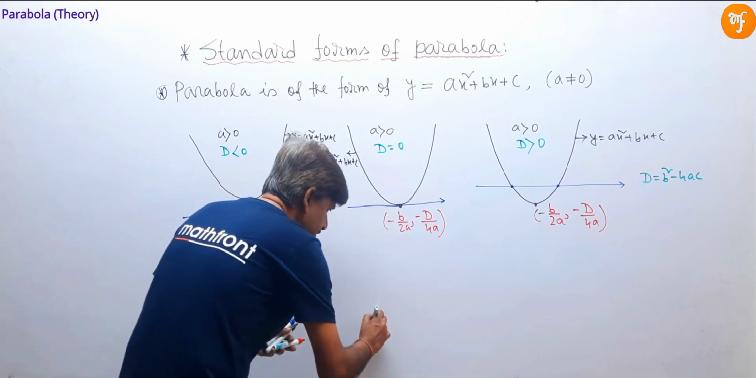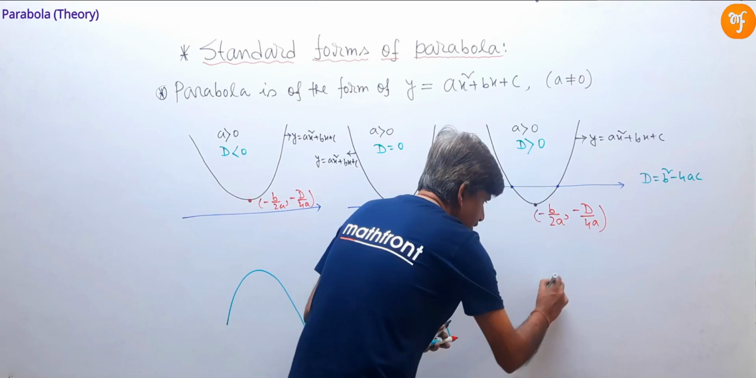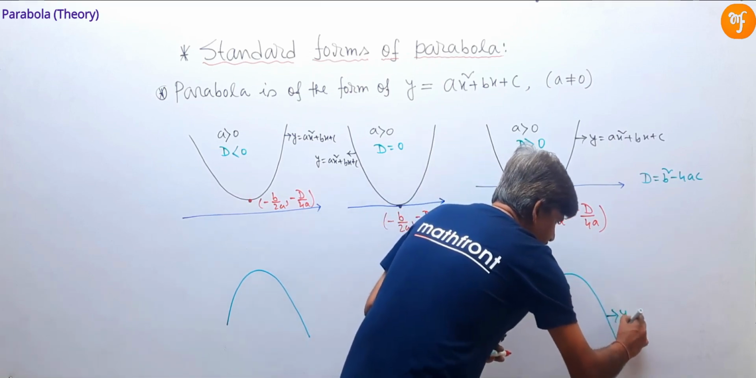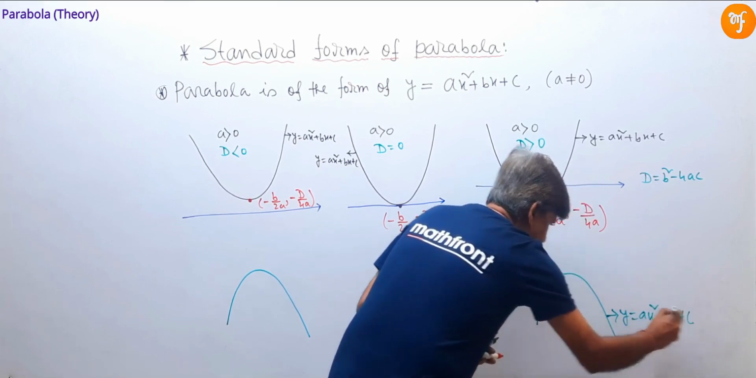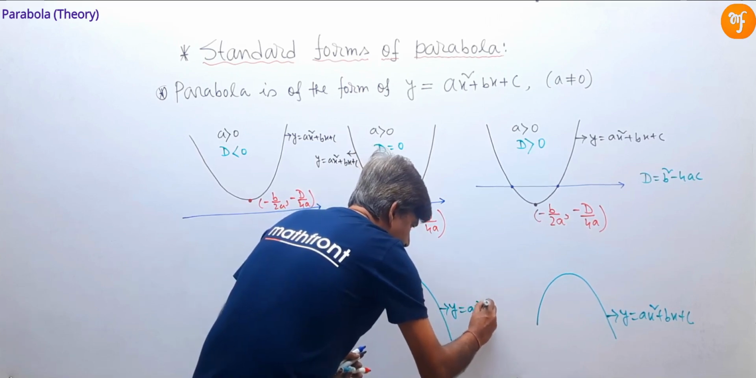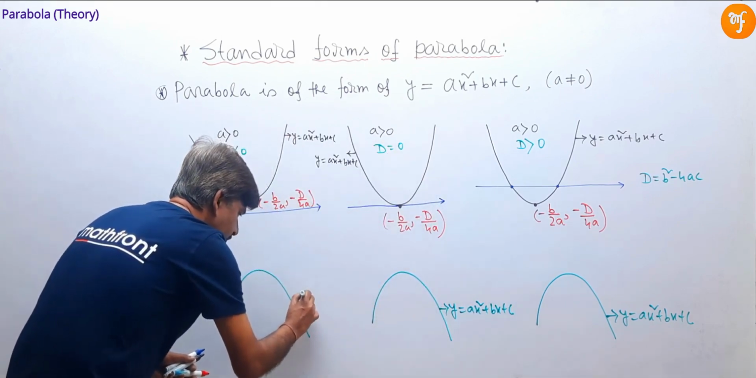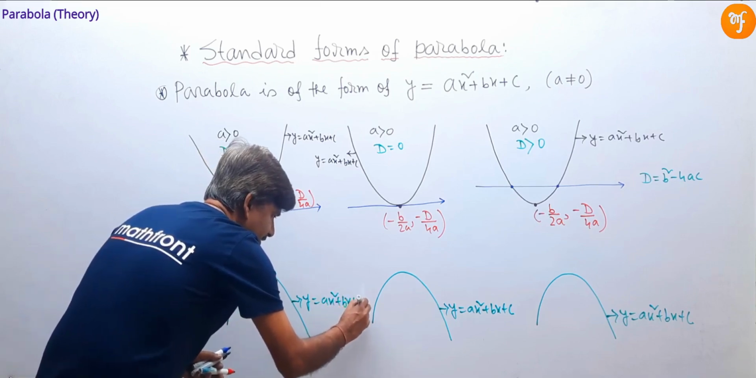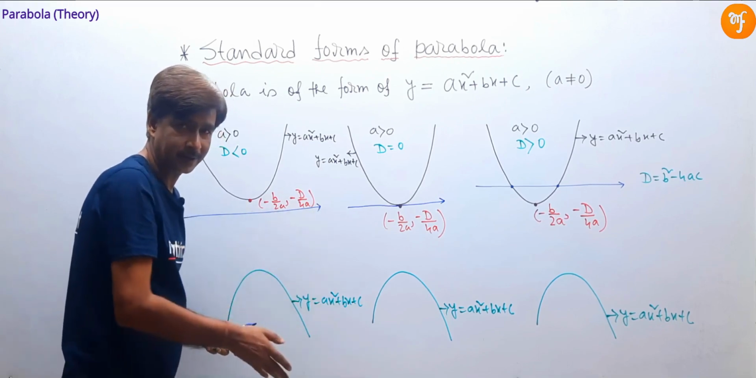So we draw three parabolas in three different cases, which are all y is equal to ax square plus bx plus c. So this is also y is equal to ax square plus bx plus c. So look, I draw three parabolas which are all concave downwards.